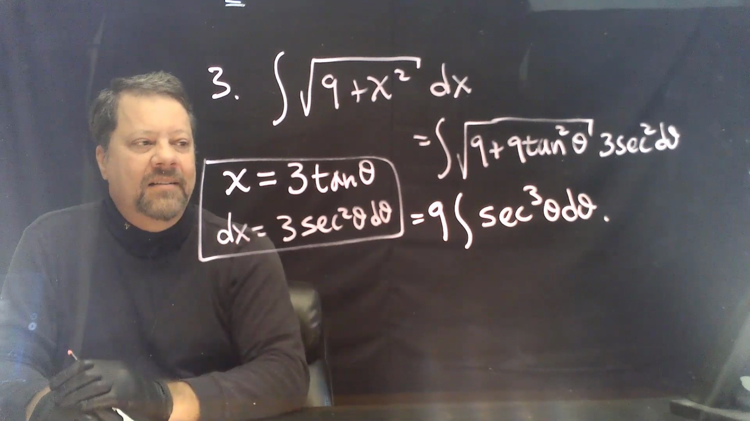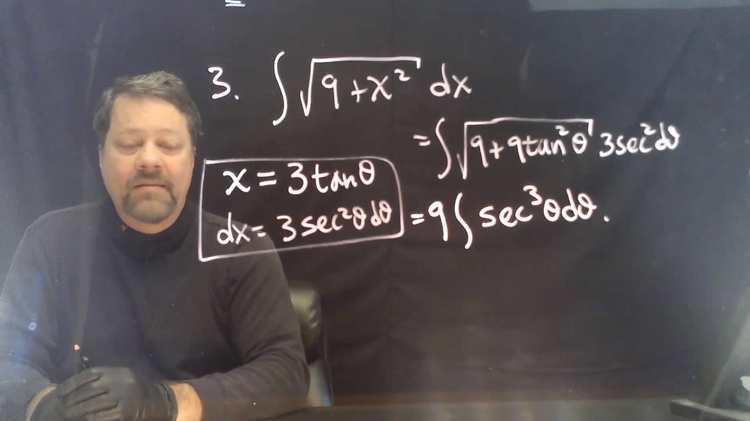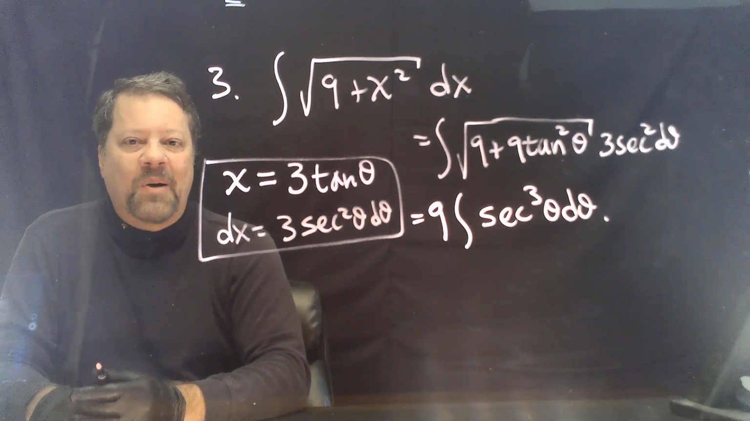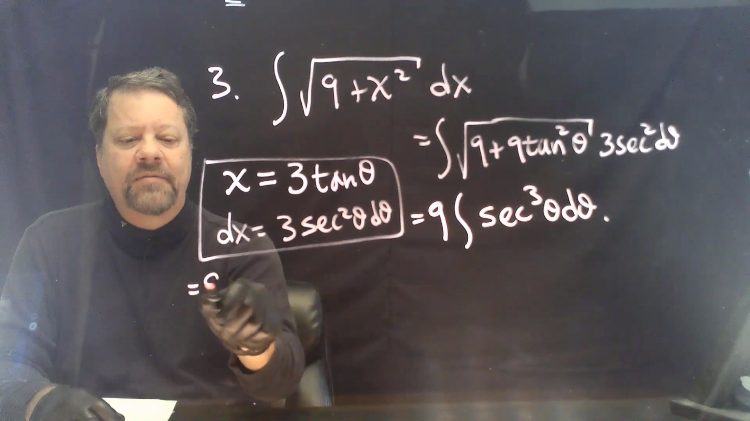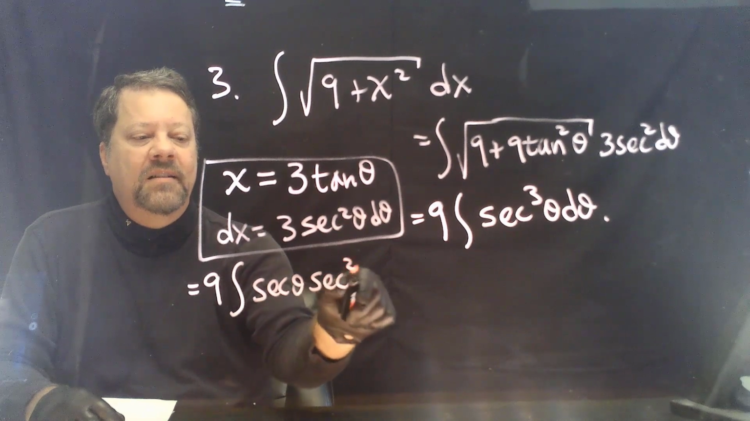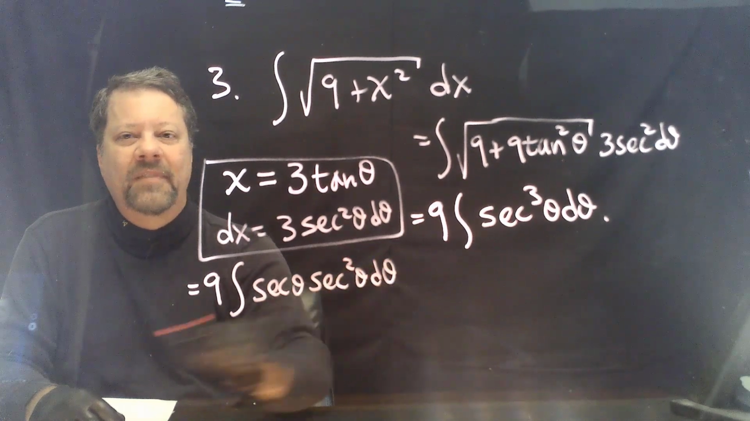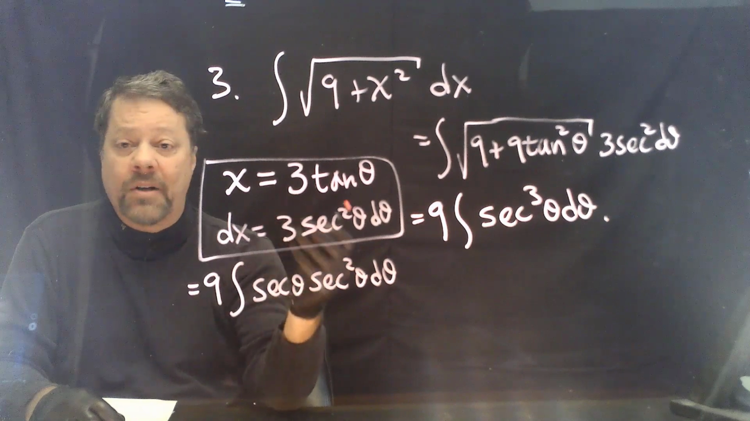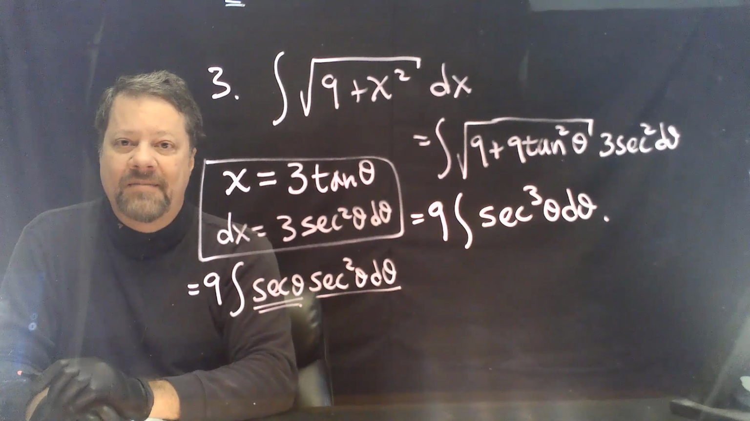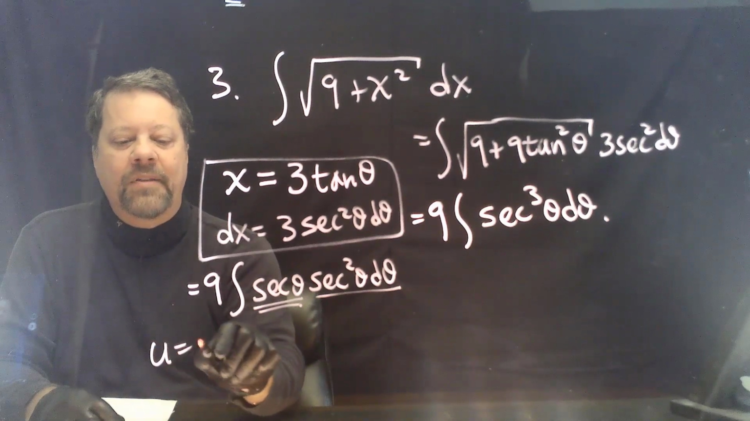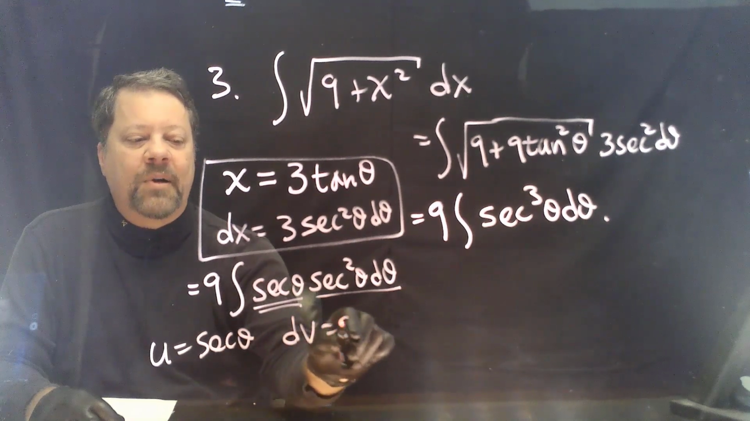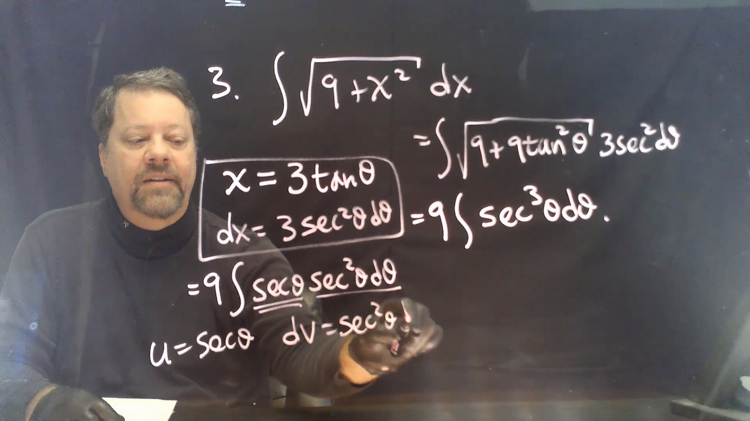How do we integrate the secant cubed theta d theta? And the answer is by parts. We'll split this off as a secant theta secant squared theta d theta. Integration by parts says there's a part you'd rather integrate and another part that you'd rather differentiate. So we'll set u to be the part that you'd rather differentiate, and dv is the part that you'd rather integrate, including the differential.